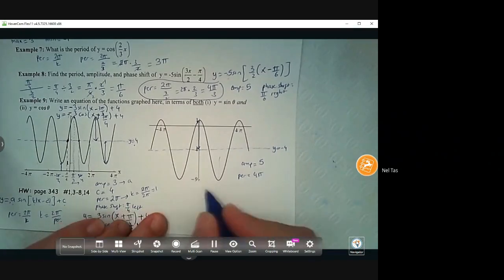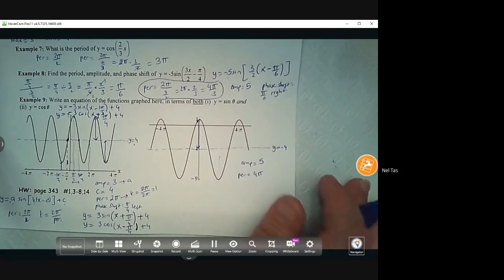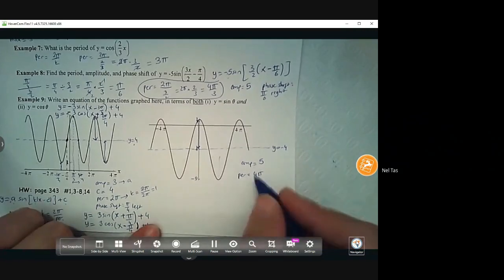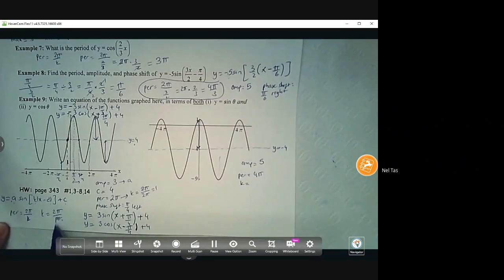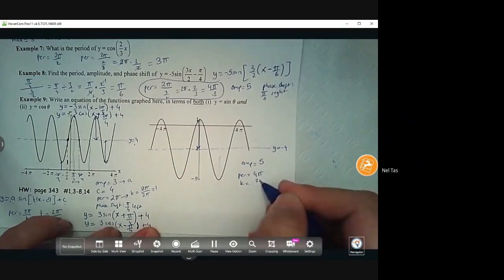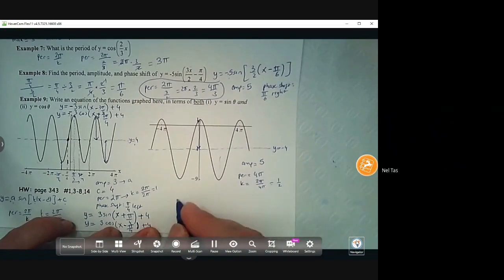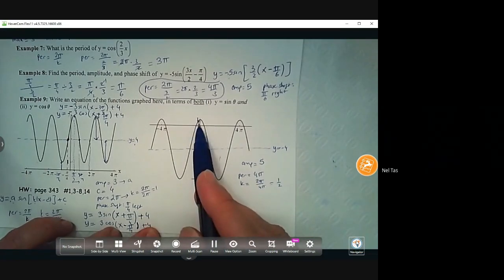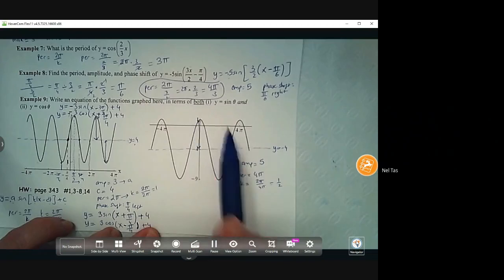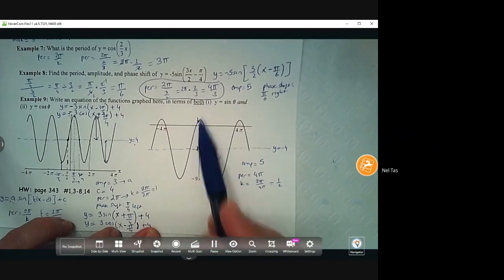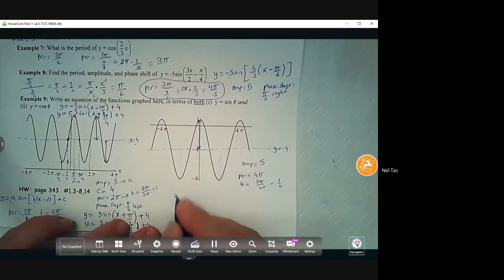Based on what we want to write, sine or cosine, the phase shift is going to change. But again, let's calculate the k value. We said that k is 2 pi over the period. 2 pi over 4 pi gives us 1 over 2. So if you want to write it with the least phase shift, then you would use positive cosine, because that maximum point exactly on the y-axis means there is no phase shift. So let's start with that one.